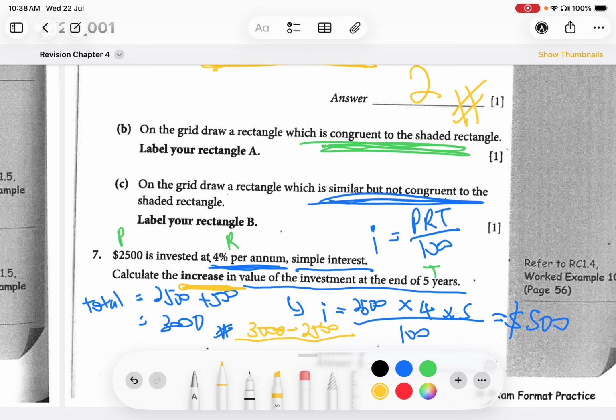Increase in the value. So what is the increase in the value of the investment at the end of 5 years? Is just the $500. So the total increase is just this, which is the $500. You don't need to find the rest. This is just the increase because this is the interest that they get at the end of 5 years. The increase in the value at the end of 5 years is just $500 more. That's all.